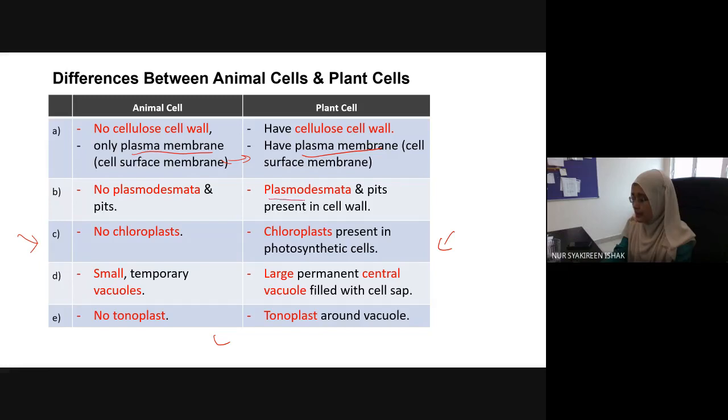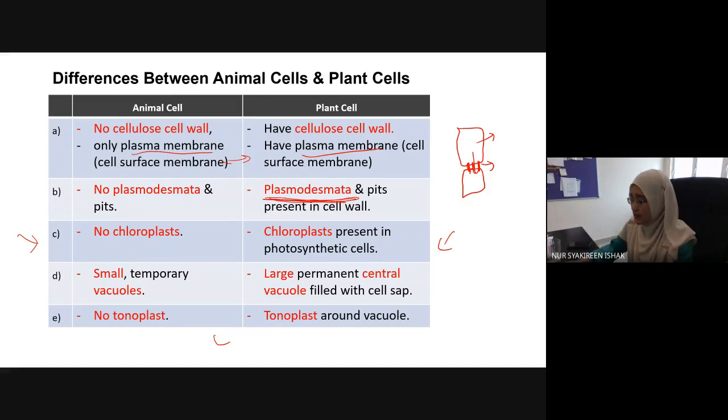Okay. And then for plants, animal cell does not have any plasmodesmata. Plant cell have plasmodesmata. What is plasmodesmata? It is a cell junction between cells. For example, here you have the first plant cell and the second plant cell. In order for the first plant cell to transport material to the second plant cell, it is through a connection between the two cells. So this connection here, we call it plasmodesmata.